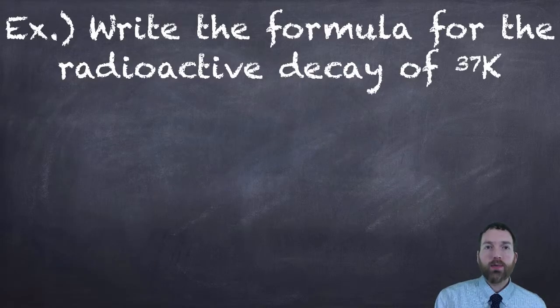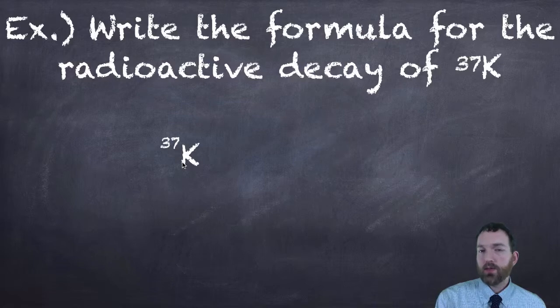Okay, so let's do an example. Write the formula for the radioactive decay of potassium-37. So here's potassium. They tell us that it's potassium-37, but they don't give us the atomic number. It's missing. And we saw from our examples that's important. We need to know that. Well, the good news is they don't need to give it to you because they told you it's potassium. So if you don't know what potassium's atomic number is, no big deal. You just go to your periodic table and you look it up. It's in group 1, and of course it has an atomic number of 19.